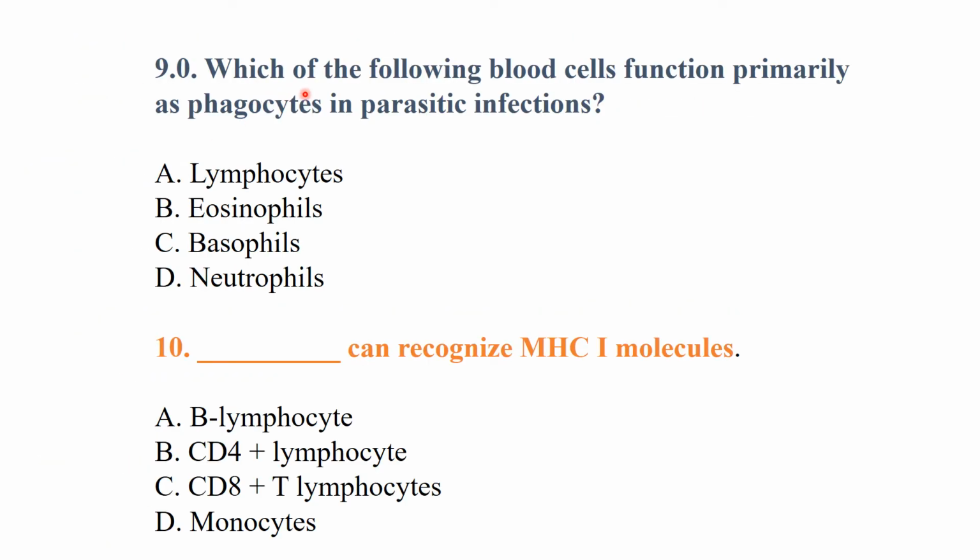Which of the following blood cells function primarily as a phagocyte in parasitic infection? So the phagocytes in parasitic infection are the eosinophils. Which can recognize MHC1 molecule? So MHC1 molecule can be recognized by the CD8 T lymphocytes.